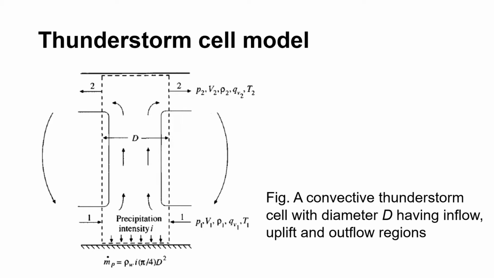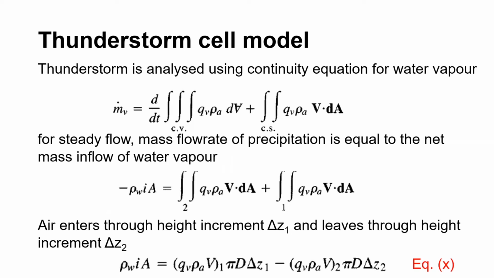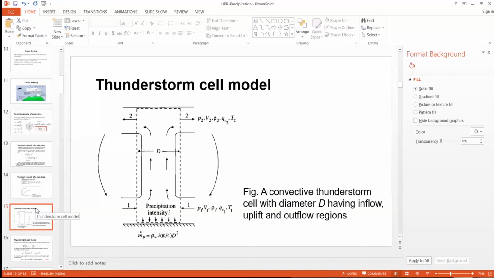So let's apply the Reynolds continuity equation. We are applying the continuity of water vapor. Here, ṁv is the rate of change of mass of water vapor. In the previous class, we estimated the precipitable amount of water. Similarly, we can calculate the intensity of rainfall. So intensity of rainfall is the rainfall in a given time.